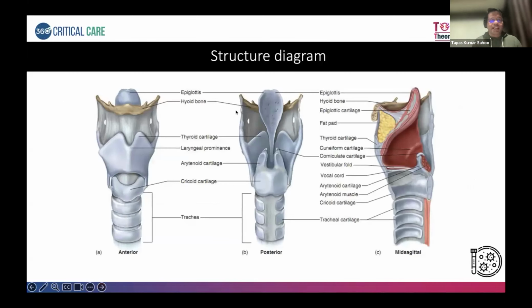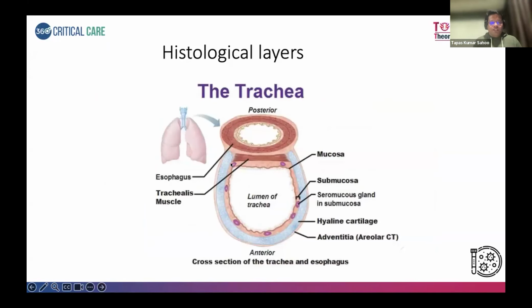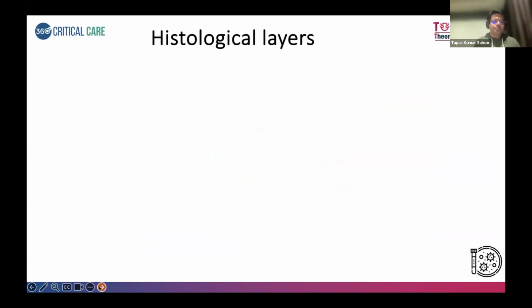And this is the structure diagram. In this class it would be difficult to mention everything, but you have to remember the most important things, all the cartilages and the trachea. How does the trachea look? The lumen of the trachea is this. Backside is the esophagus. This is the trachealis muscle, which I was mentioning, and this is very soft and expansile. And there is the mucosa, and the structure is made of hyaline cartilage. And there would be glands also that secrete mucus, submucosa, mucosa.